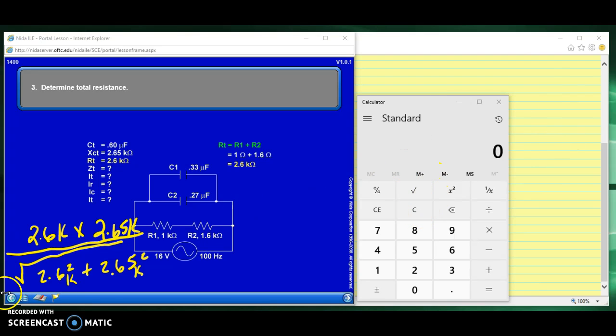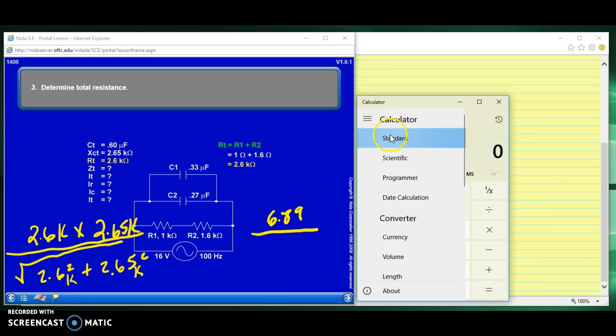So let's do that math, and I know that's heavily involved. Let's do the top first. 2.6 times 2.65 equals. So the top comes out to be 6.89. Now I say all these K's are going to cancel out, so we're just going to stick with base units. This is where it gets fun, boys and girls. 2.6 squared plus 2.65 squared, and actually I'm going to change to a scientific calculator so we can do this.